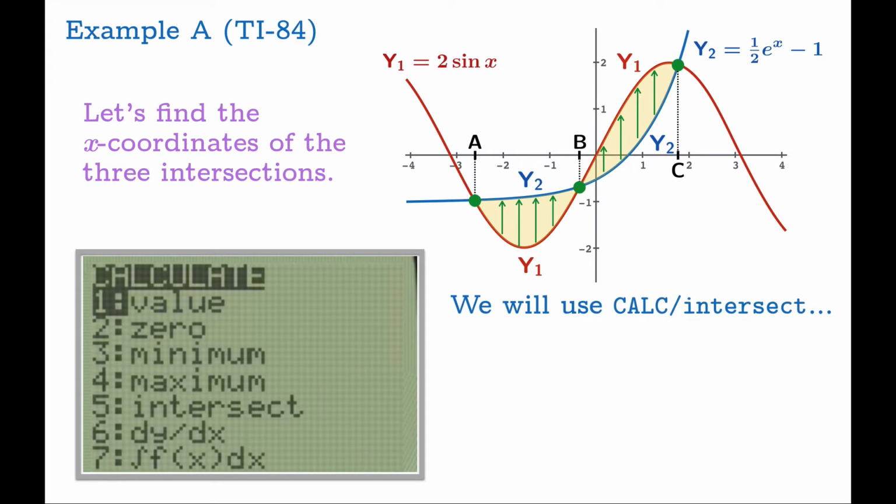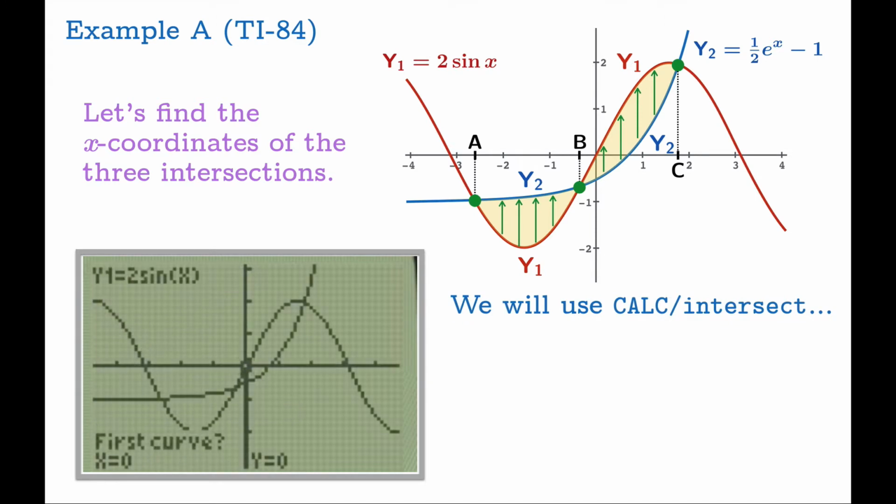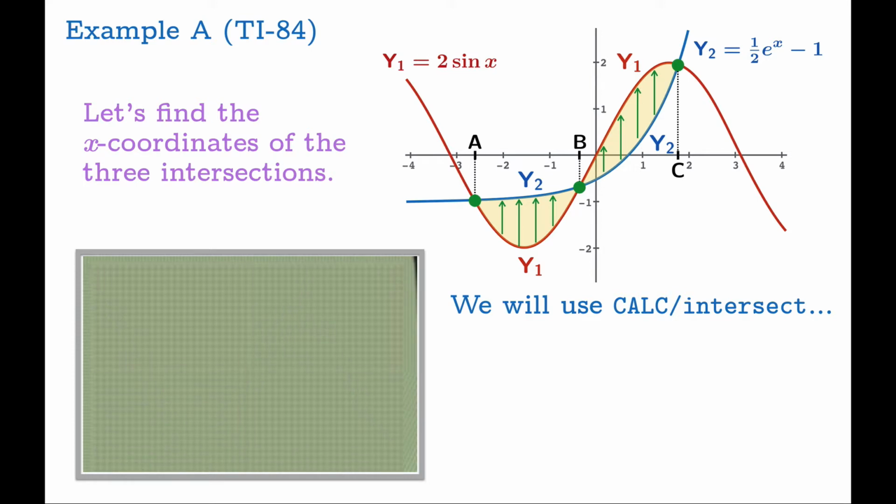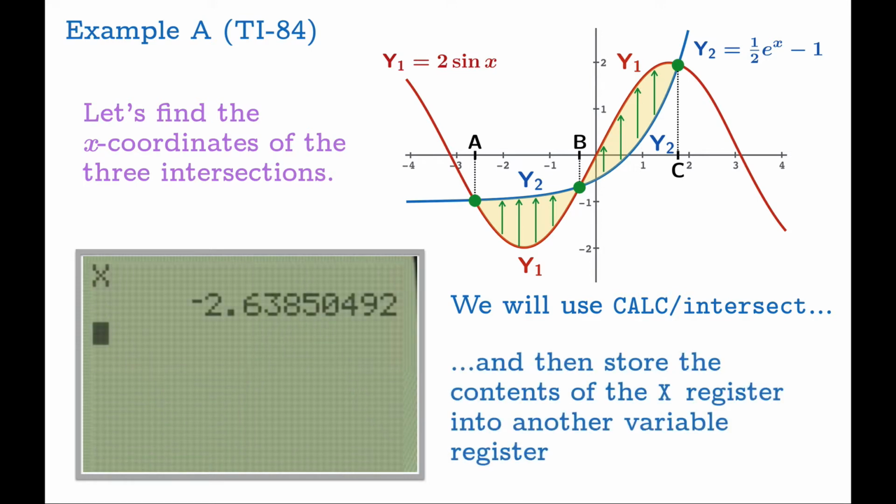And we'll use calc intersect, which is an invaluable tool on your TI-84, which you really need to know how to use. And you make sure that you use the 2 curves you're interested in, give an initial guess, and the calculator will be able to find that for you. And then the next thing we'll do is we'll actually store the contents of the x register, which has the result of that calculation, the x coordinate of that intersection point, and we'll store it into a different register for convenience and reference later.